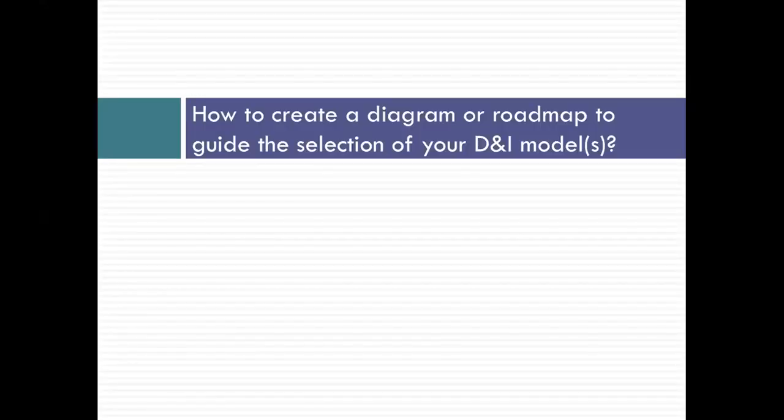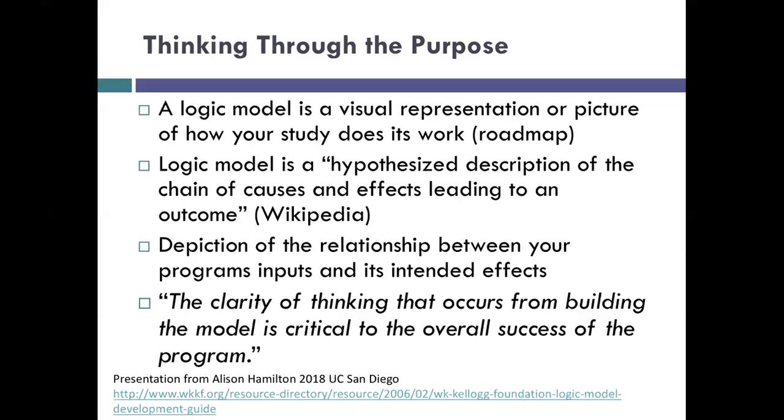The first step in thinking about the use of D&I models is what kind of elements or components are important in my study? And the way that we found useful to think about this is to create some sort of diagram, roadmap, or a logic model in the more traditional definitions to guide your selection of D&I models. Logic models are basically a visual representation or picture of how your study does its work. As I mentioned earlier, they can be thought of as a roadmap. They provide a hypothesized description of the chain of causes and effects leading to an outcome.